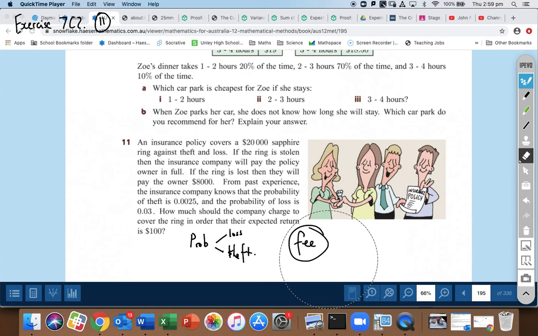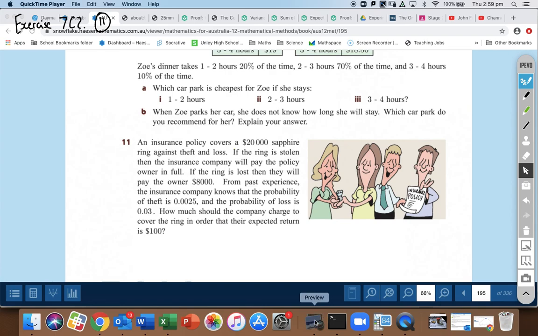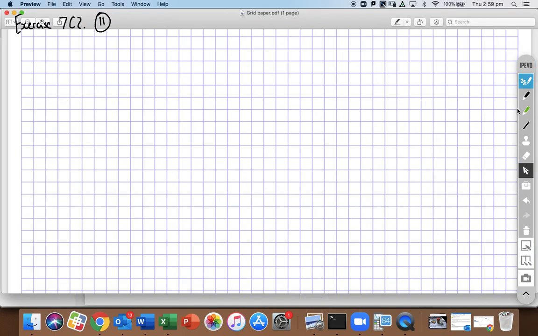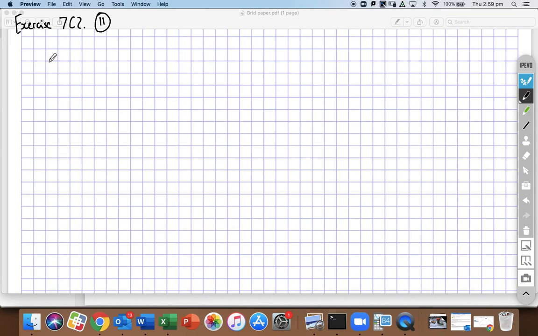I'm going to get a bit of room for myself so we can look at this question. I would set up a table, although the values are a bit more descriptive. I'm not going to assign numerical numbers to these values. We're just going to use words. So we could have theft. We could lose the ring. And we could not lose, or not have theft.